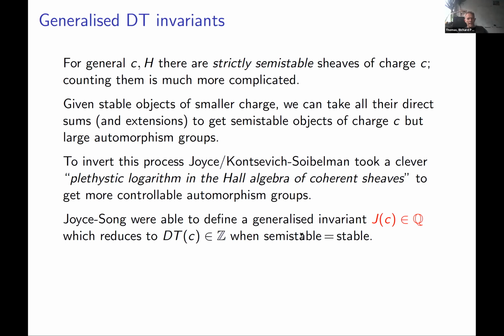And Kontsevich-Soibelman defined more elaborate, more sophisticated objects, which refine these numbers: motives, Laurent polynomials, and all kinds of things. Their theory was slightly more conjectural, but those conjectures have all been proved now. So probably all this work that I'm going to describe applies to Kontsevich-Soibelman theory as well. They have a wall crossing formula in their setting as well. But I'm going to talk about Joyce-Song today. So I'm only going to talk about DT invariants counting stable and semi-stable sheaves. So these are rational numbers.